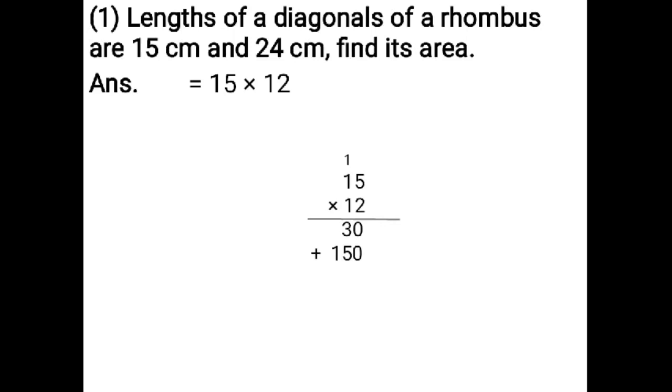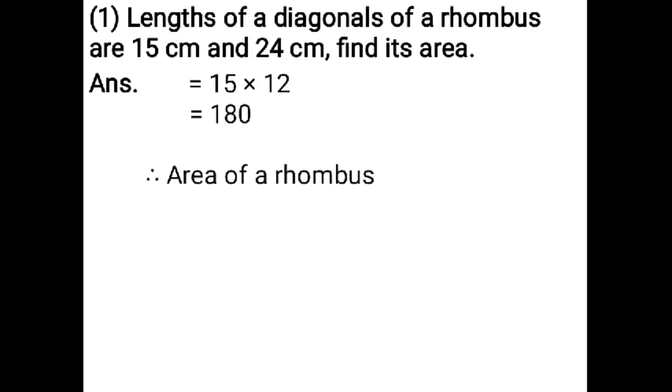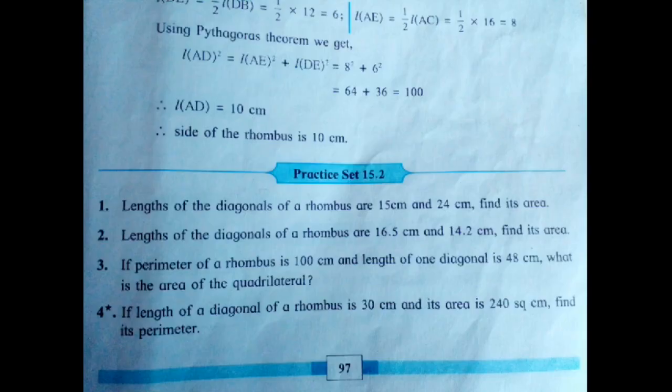0 plus 0 is 0. 3 plus 5, 8. 0 plus 1, 1. That is equal to 180. Therefore, area of a rhombus is equal to 180 square centimeter.